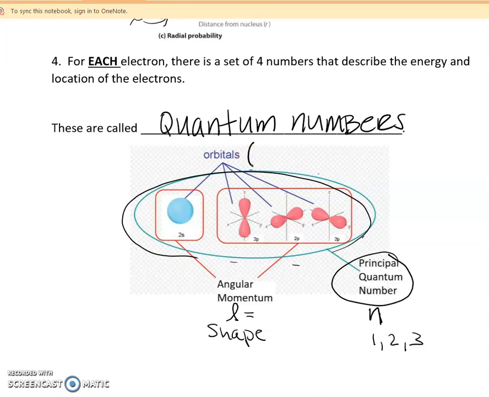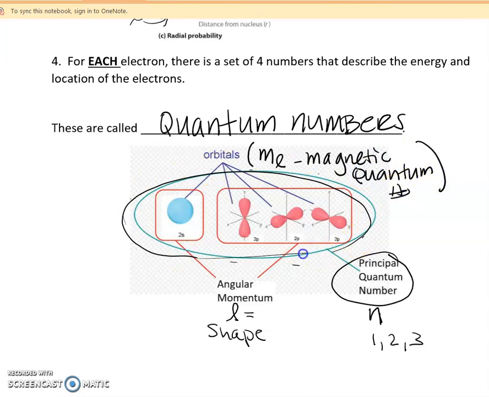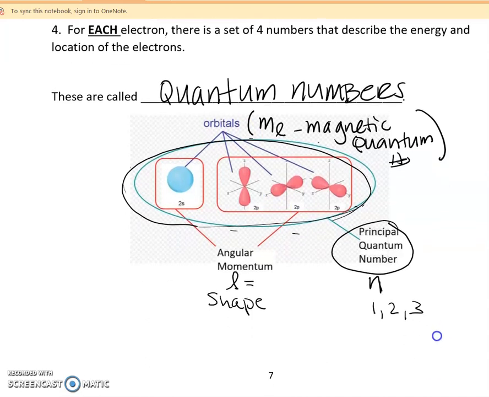And our orbitals are going to be represented by how many orbitals we have, and that's going to be our m sub l's, and that is our magnetic quantum number. So here we have our shell. Within our shell we have our sublevels, our 2s, and then we have our sublevels of our 2p. And then we have our orbitals within those sublevels or subshells.